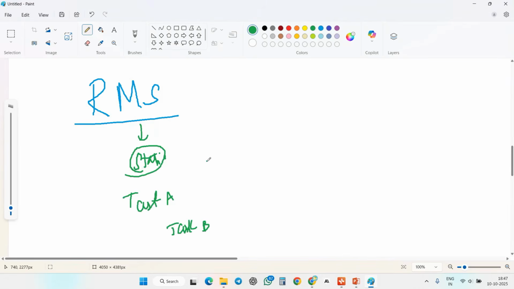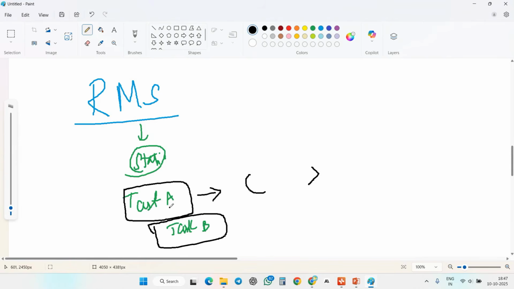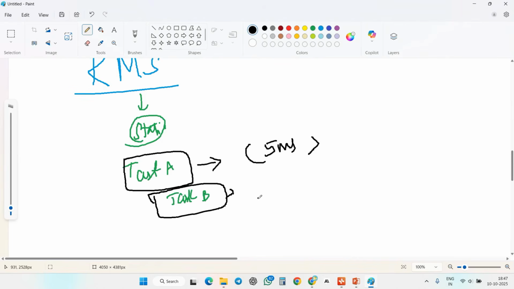Static means that before I start to run the tasks, I need to check: okay, this is task A and this is task B. Static means before I schedule the tasks, I need to check the total time taken by task A. If it takes 5 milliseconds, what is the total time taken by task B? It takes 10 milliseconds.